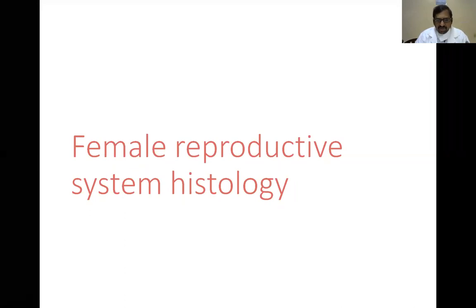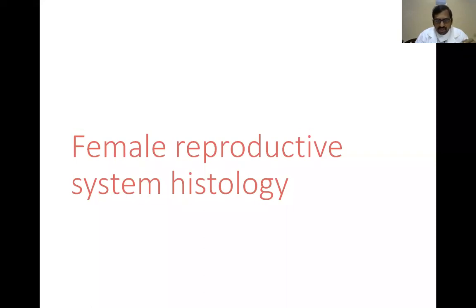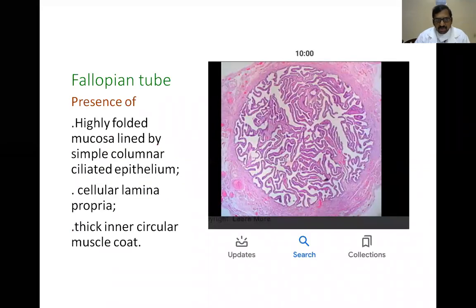Now we are going to discuss the histology of the female reproductive system, especially the uterus, ovaries, and fallopian tubes. These are the three most important internal organs of the female reproductive system. First, we take the fallopian tube, or uterine tube.